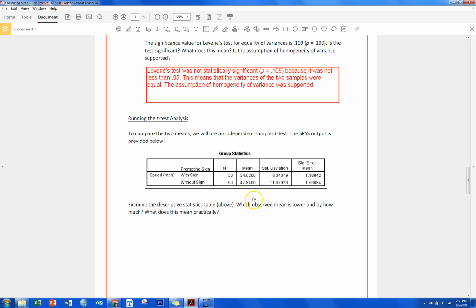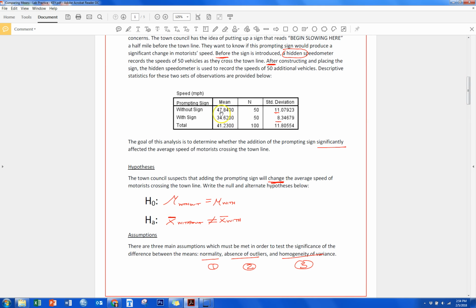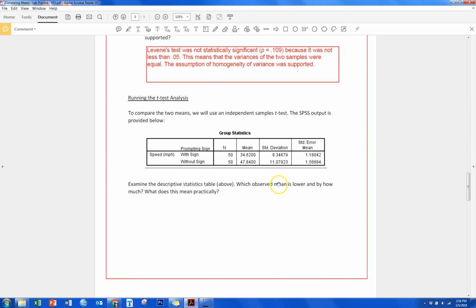So the first thing they're going to give us is the descriptive statistics table. This is the mean of the two samples. This should look familiar. Okay, so 34.6, 47.8 should be the same, 34.6, 47.8. So this is the same information we've already encountered from the first part of our t-test.